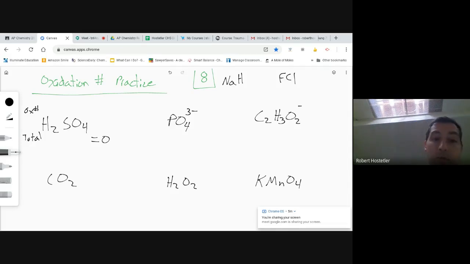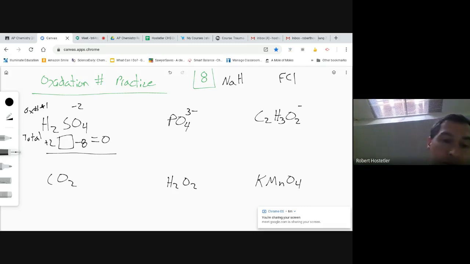So I have a rule for oxygen that it's -2. We have to multiply by how many of those we have. So -2 times 4 will be -8. Hydrogen is going to be +1, for a total of 2. And then down here, it's the totals that have to add up to 0, not the individual oxidation numbers.